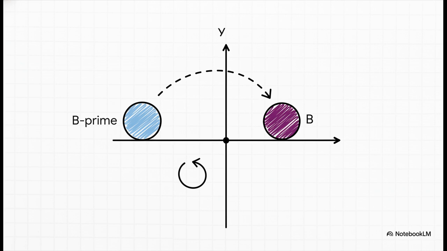So check this out. It's a 2-step dance. First, you swap the original x and y. Then, you make that new x value negative. That's it. So our point B at (4, 1) swaps to (1, 4), and then we just negate that new x value, landing us at B prime (-1, 4).